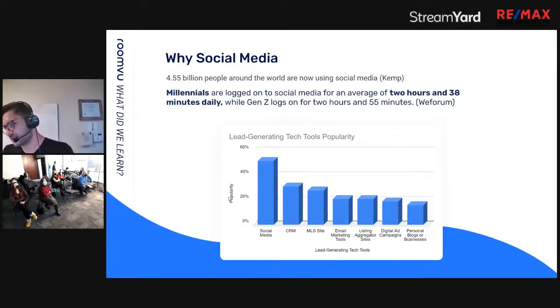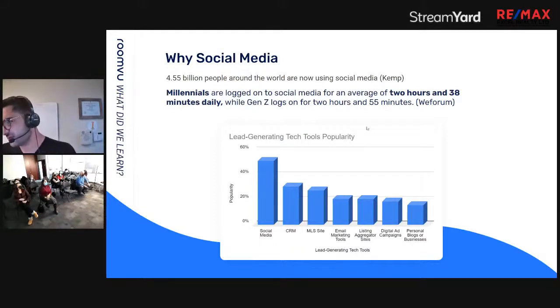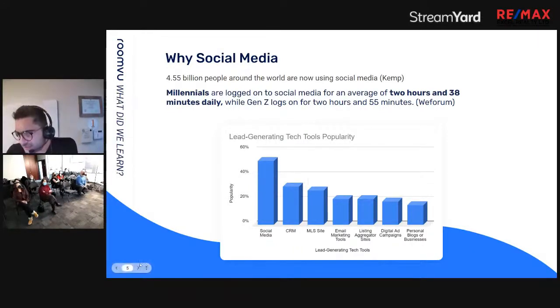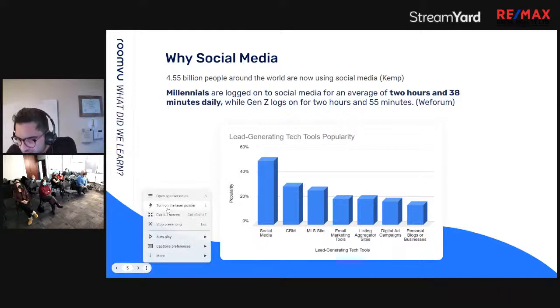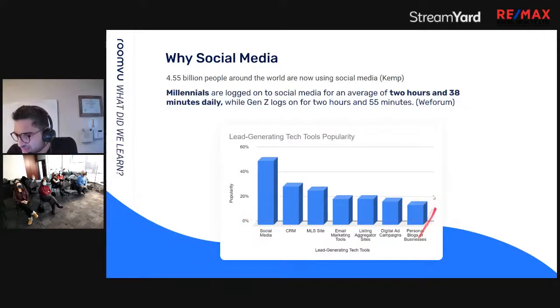A lot of them are saying CRMs and the tools that help them enrich these leads, and then it kind of goes down the road. So what we've seen is it's a funny trend. If I go here, we see realtors spend thousands of dollars on their personal blog or business, but most of their leads are coming from social media.